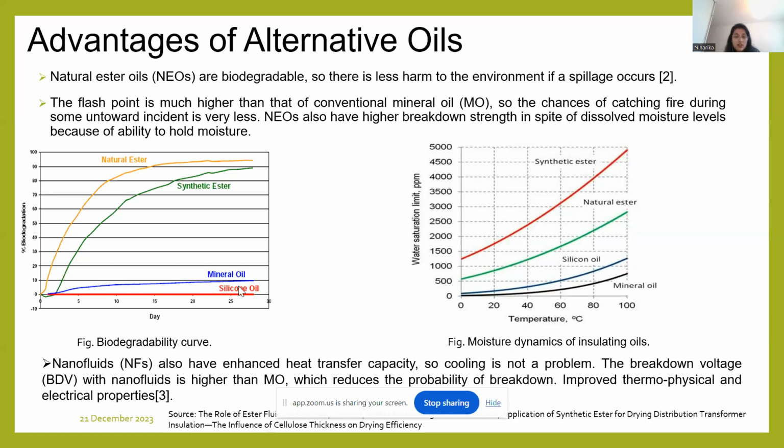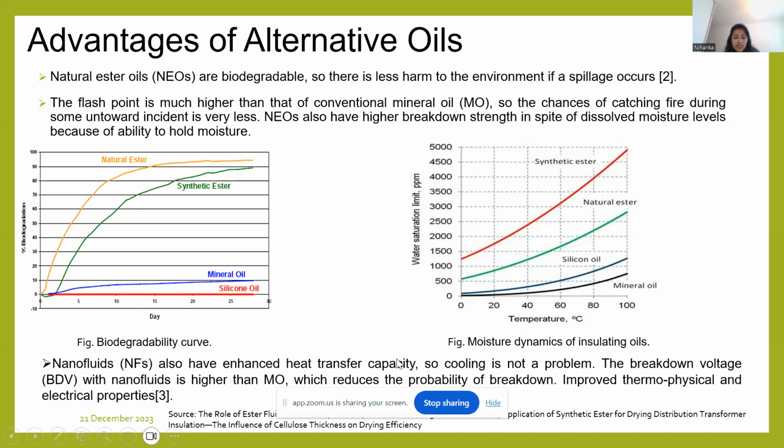Natural ester oils have higher breakdown strength as well, in spite of the dissolved moisture levels, because of their ability to hold moisture. We can see from the graph that in 30 days, the biodegradability has been around 95% for the natural ester oil, which is quite low for the mineral oil. Also, from the second graph, we can see that the natural ester oil has the water saturation limit at around 60 degrees. As compared to mineral oil, it is maybe 15 to 18 times more water saturation limit for the natural ester oil.